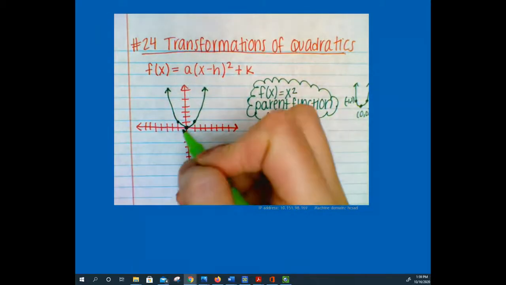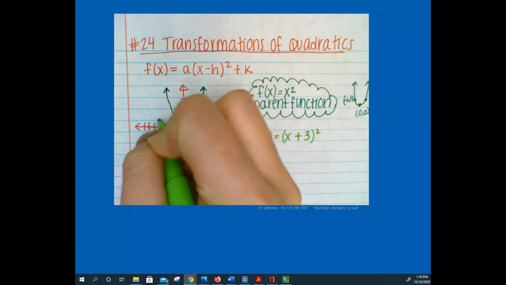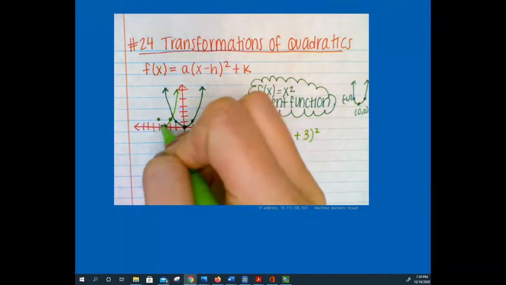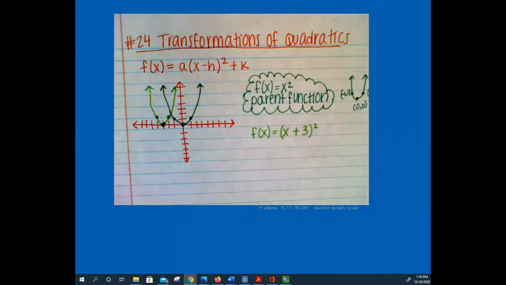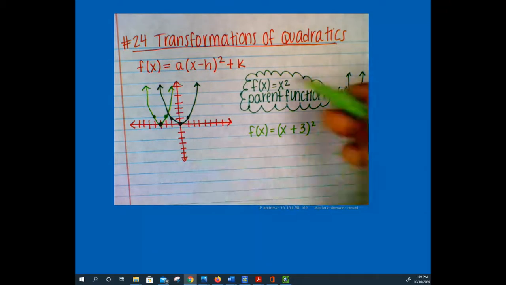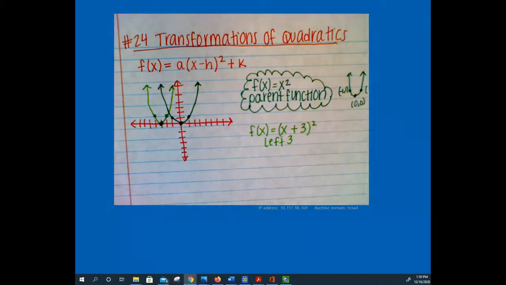So in that same color, I'm going to say, okay, 1, 2, 3. So it went here. Then they're all up 1, right 1, up 1, left 1, so it kind of shifted like this. So we can say, what happened from the dark green to the light green? Well, it went to the left 3 units. Interesting.